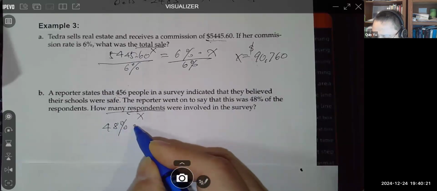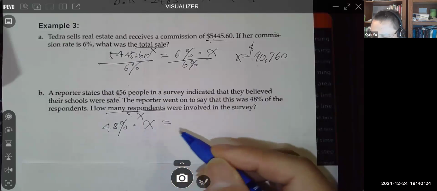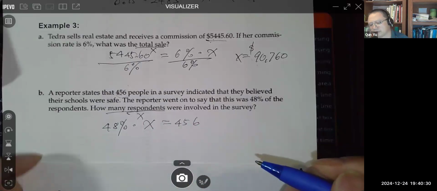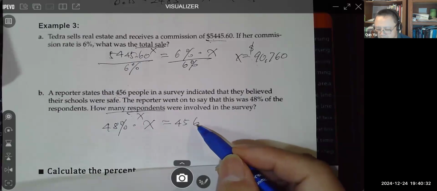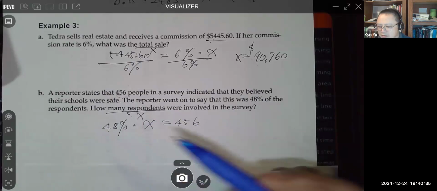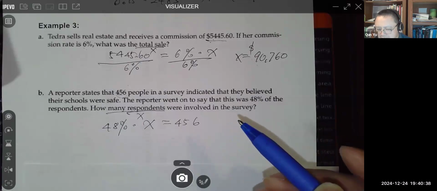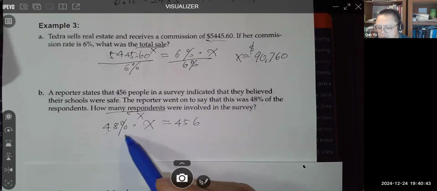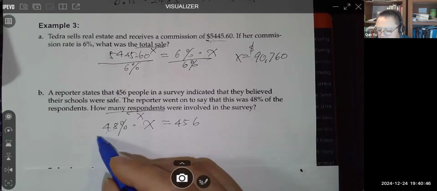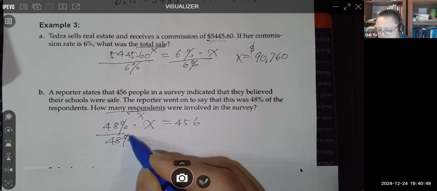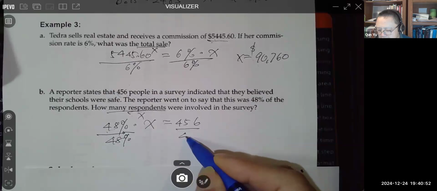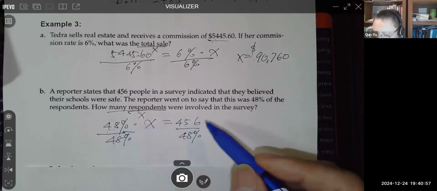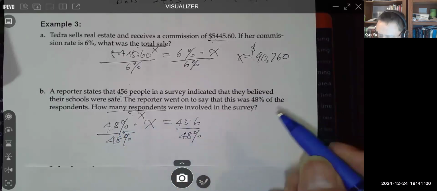48% of this whole thing said the schools were safe. And those people, 456 of them, just 456 people said schools were safe. And 48% of those surveys said the schools were safe. That means 48% of the whole thing is this. So now I just need to, again, whenever we set up any equation in mathematics, the logic has to make sense. This portion of the survey are these actual people who said schools were safe.